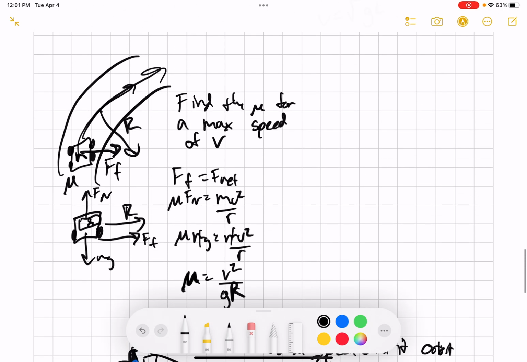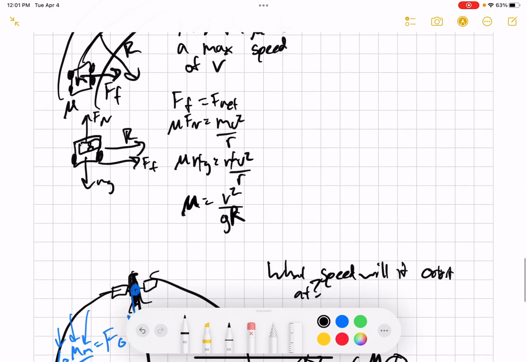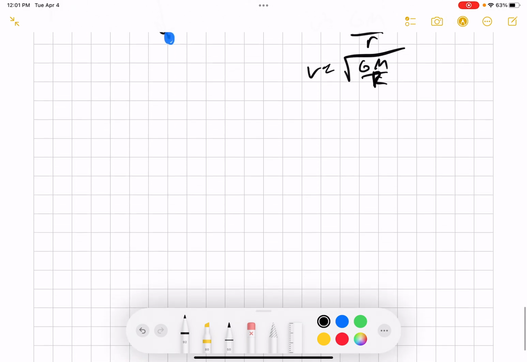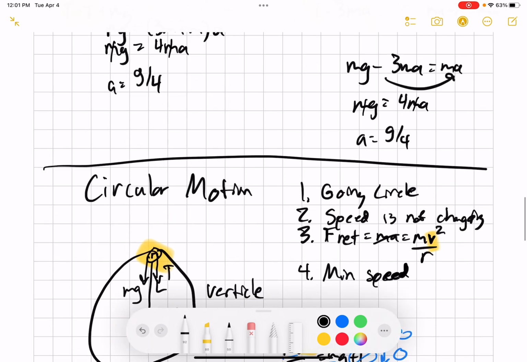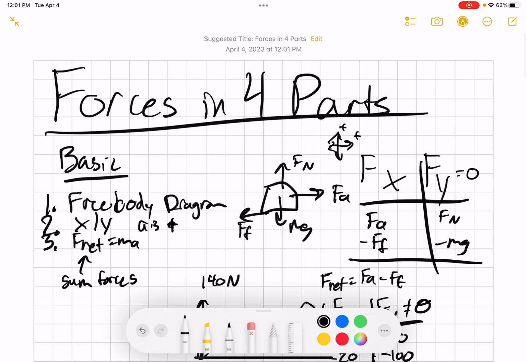And that's circular motion. So those are 3 good examples to kind of help you solve some of the circular motion questions. So this is sort of an overview of all of forces. Hopefully you're able to kind of understand all these different types of questions that you can potentially have.